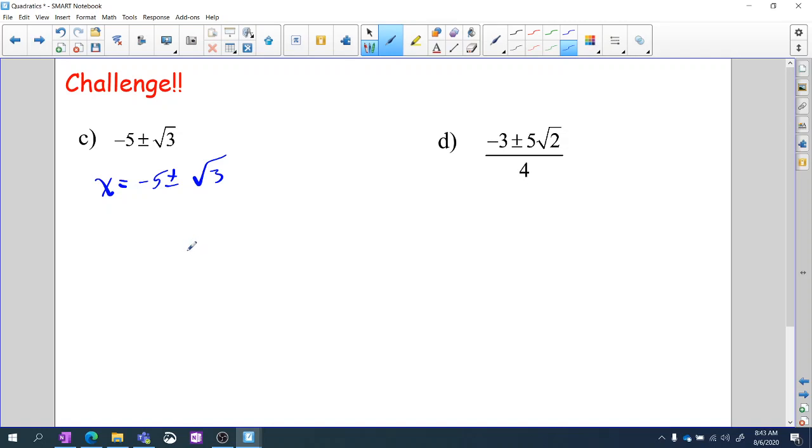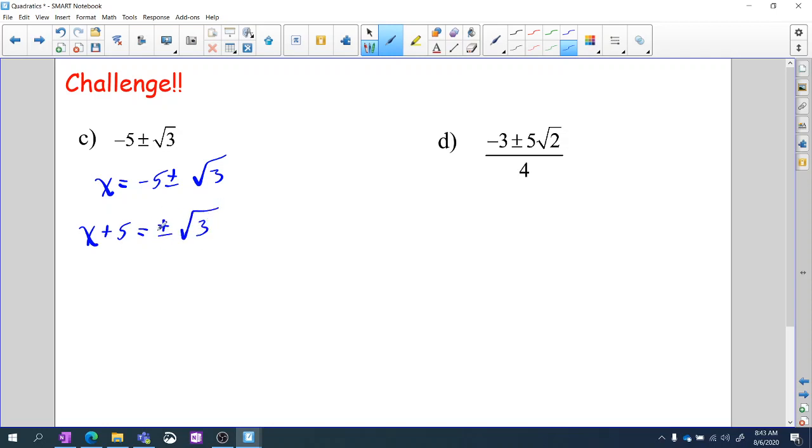Basically, what I'm going to show you is what I just did with those last ones. We're going to move everything from the right back over to the left and get it equal to 0. But watch what happens. Start with this. Take your negative 5. You're going to leave your plus or minus term by itself. So you're going to move that negative 5 over, and you're going to get x plus 5.